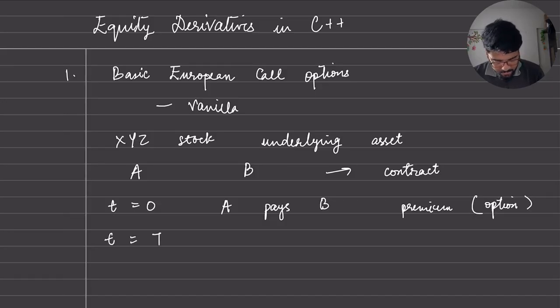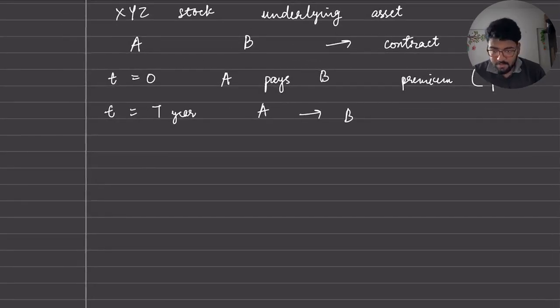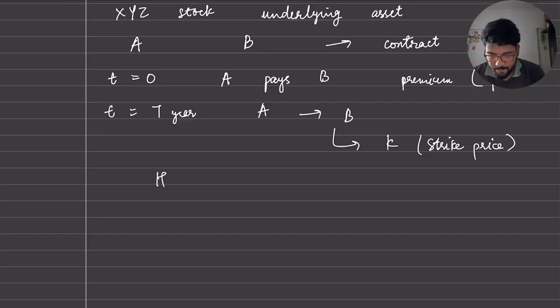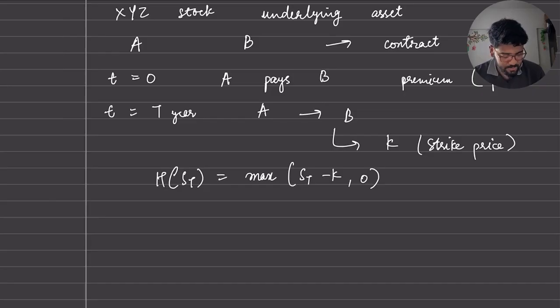And let's say after t years, maybe 1 or 2 years or whatever, at the time of maturity, A will have the right but not the obligation to buy this particular underlying from B. So this is going to be at the strike price K. So the profit is going to be the maximum of the final price minus the strike price and 0. 0 will be if A did not exercise his right and he didn't buy the underlying at that particular time. And if he had bought, this is the profit that he would have made.